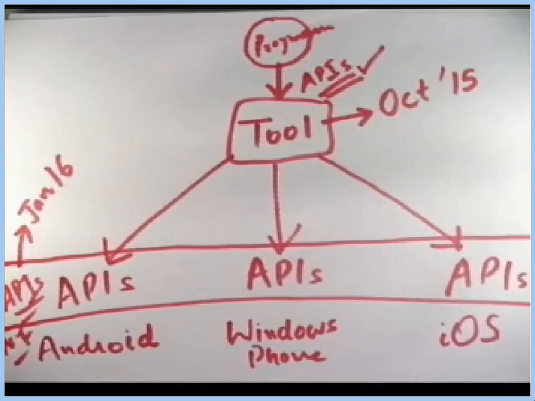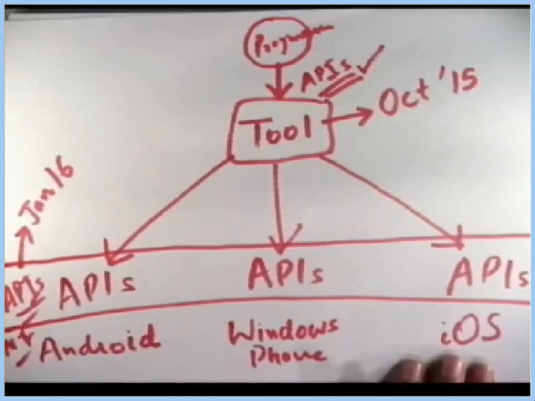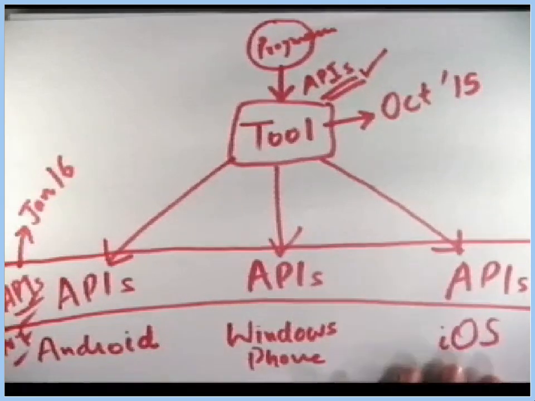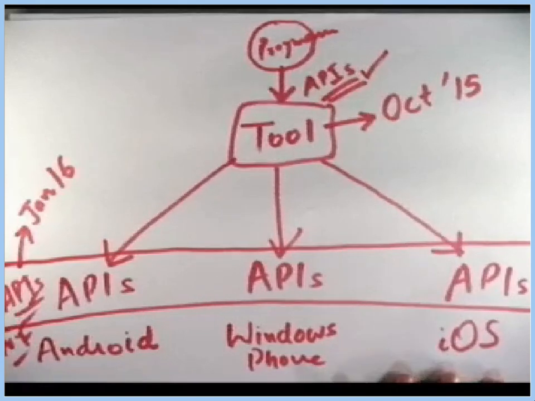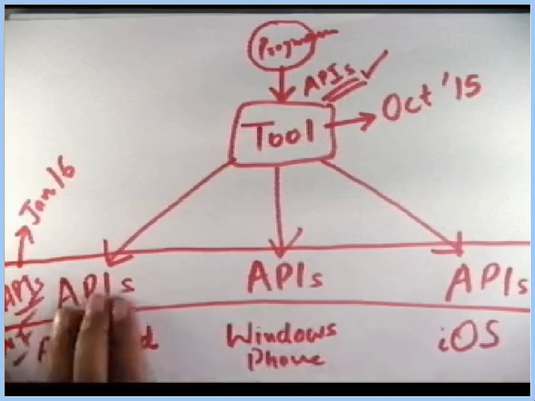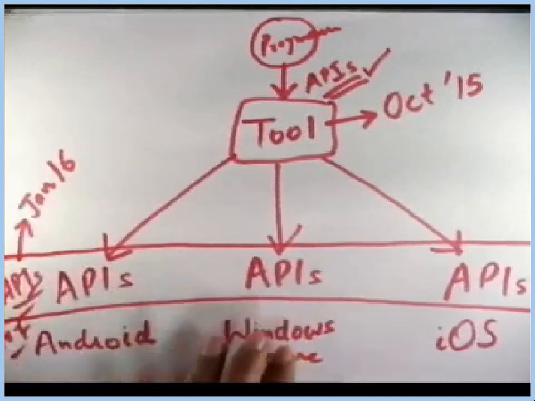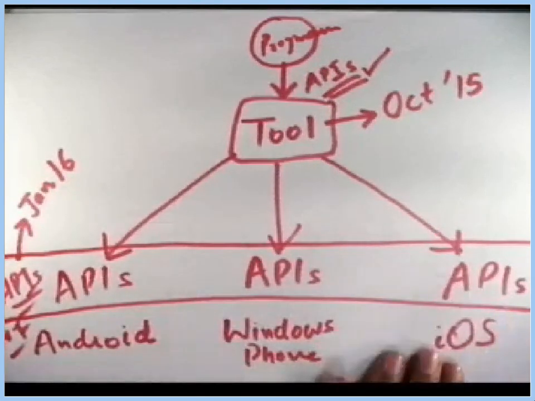Okay, Maria is still a little doubtful, so I'll explain once again. See, Maria, what I explained was that there is a tool, and I have Android, Windows Phone and iOS. Each of these platforms has a set of features that they provide, and to access those features, I have a set of APIs for Android, a set of APIs for Windows and a set of APIs for iOS.